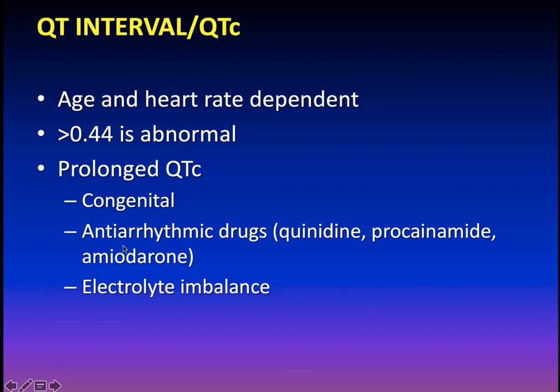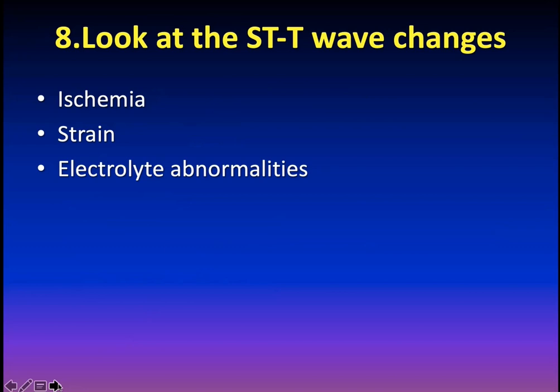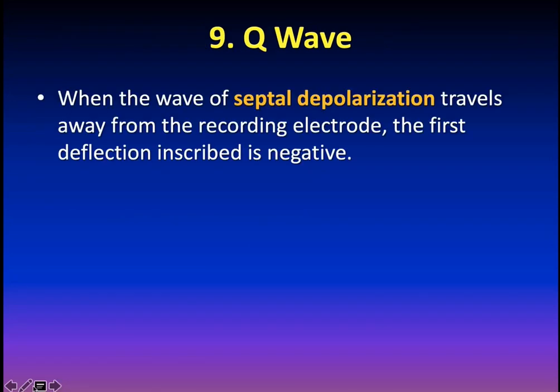Usually secondary to arrhythmias caused by the anti-arrhythmic drugs such as quinidine, procainamide, and amiodarone, and also electrolyte imbalance, which is calcium. So you will have your prolonged QTc if you have hypocalcemia, and shortened if you have hypercalcemia. Okay, next you look for the ST wave changes. You check for ischemia, for strain, and for electrolyte abnormalities.